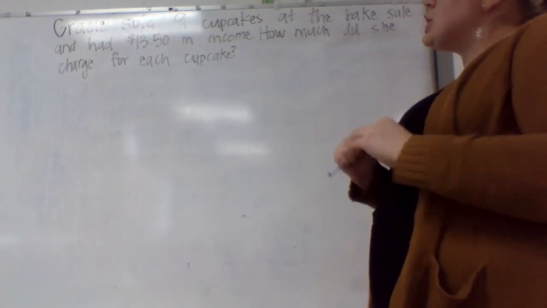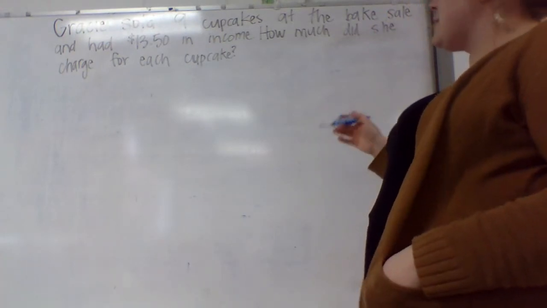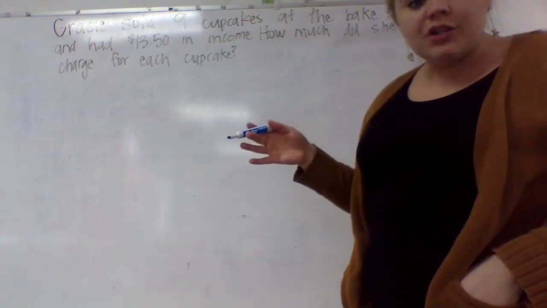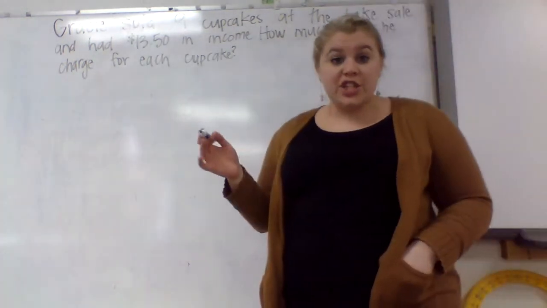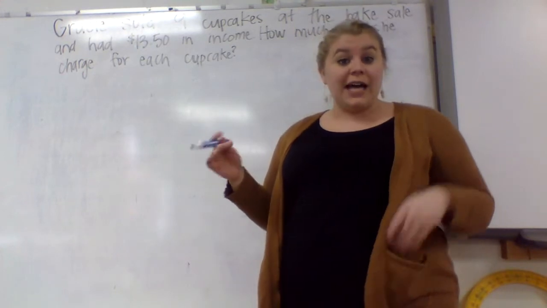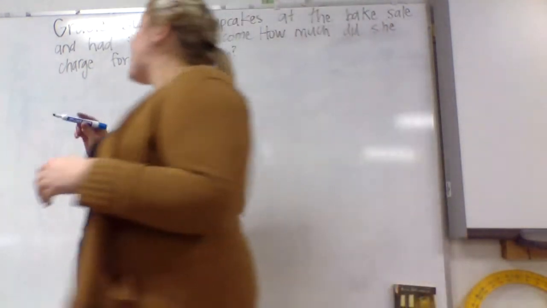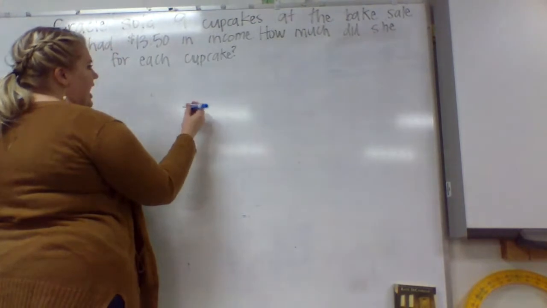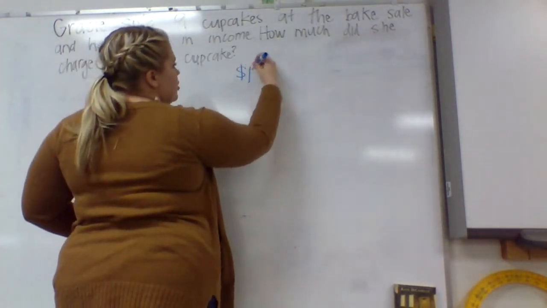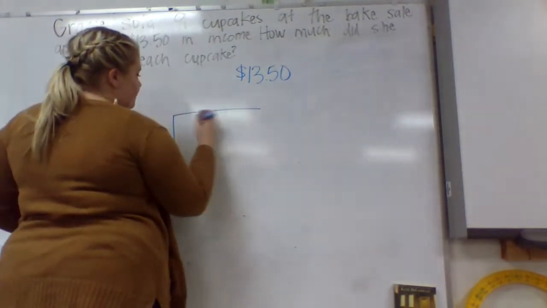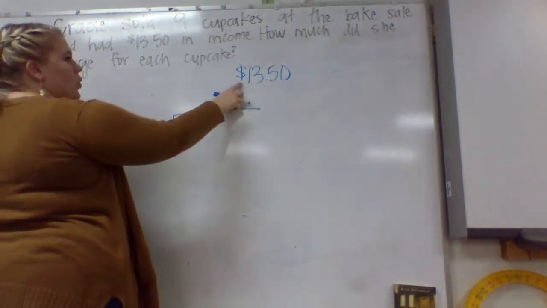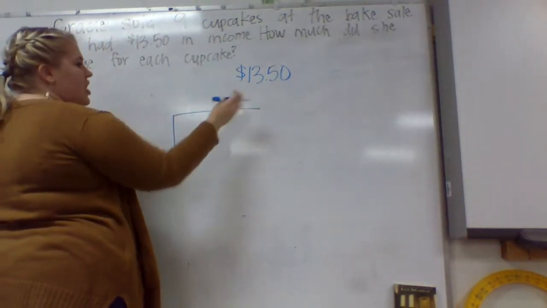So we have Gracie sold 9 cupcakes at the bake sale and had $13.50 in income. How much did she charge for each cupcake? So we know we need to divide how much she made by the number of cupcakes she had. So she made $13.50. So if we divide, when we do this, we're going to leave the dollar sign out.